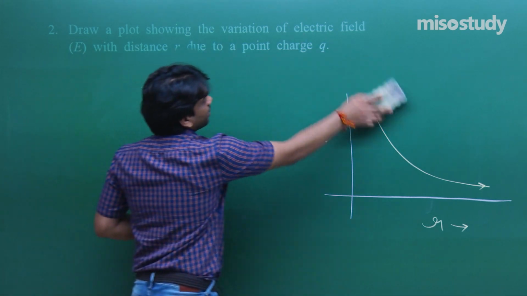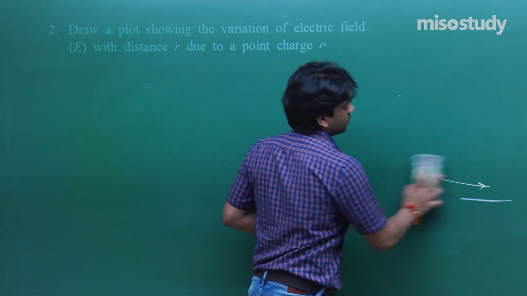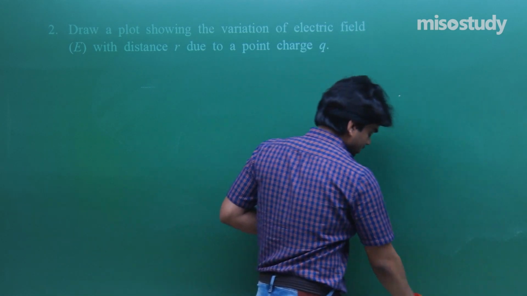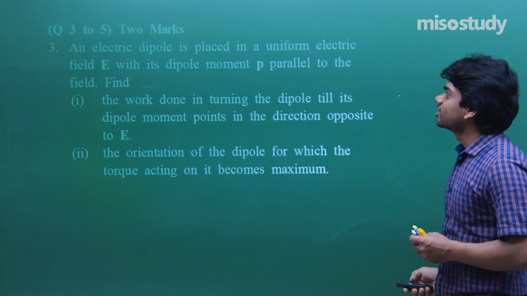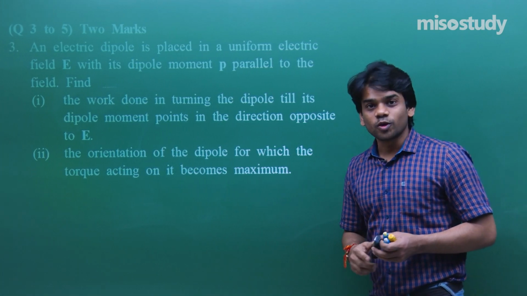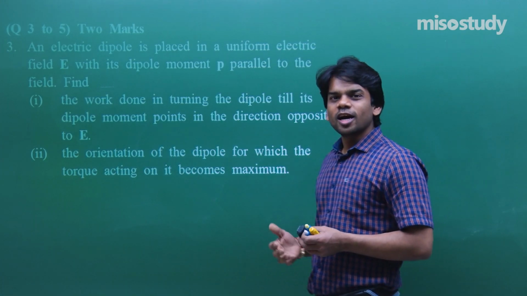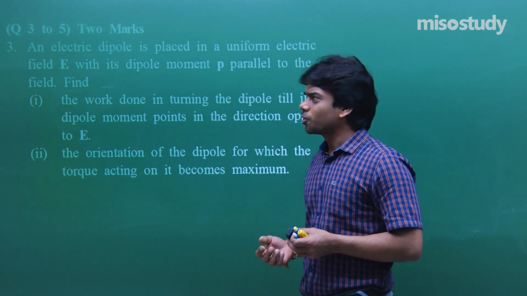This shows the variation of field with respect to the distance. Let's go ahead with the next question of the class. Now 3 to 5 we have 2 marks. So again the new kind of question, 2 marks question, a bit difficulty level higher than the 1 mark question.